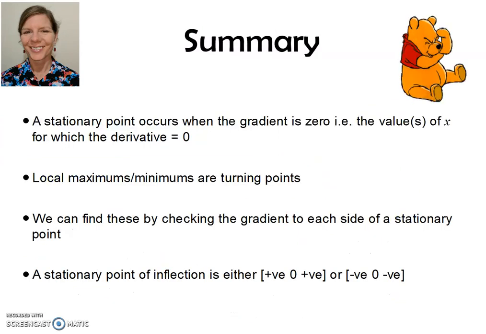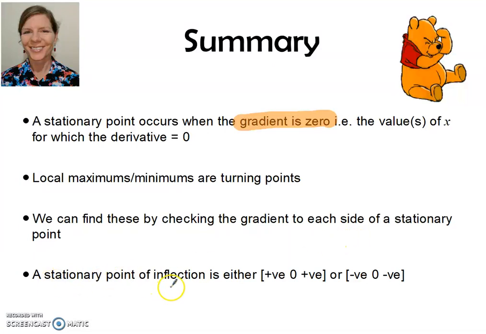In summary, a stationary point occurs when the gradient is 0. It's fundamental. Make sure you remember this. It will come in handy with many questions. Local maximums and minimums are known as turning points, which we're already reasonably familiar with from all our work with quadratics and cubics. We can find them by checking the gradient to either side of a stationary point. That little table that I showed you in the previous example is quite handy to do that. It sets it up nice and systematically, and makes it easy for the person who's marking your work, which is always a good thing.